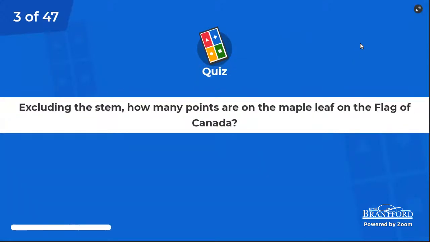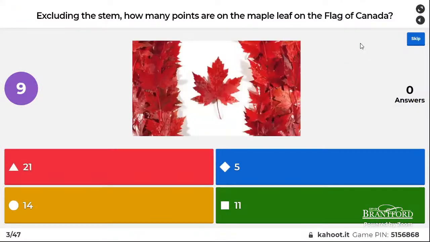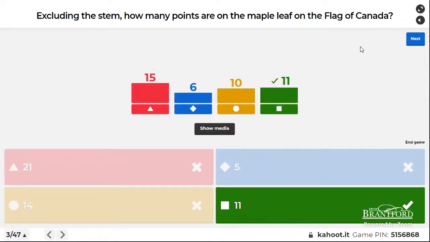First question. Excluding the stem, how many points are there on the maple leaf on the flag of Canada? 21, 5, 14, or 11? Just a few more seconds on the clock. Oh, and it's split across the board. The correct answer is there's only 11 points on there. So well done. Looks like 11 people coincidentally got that one correct.